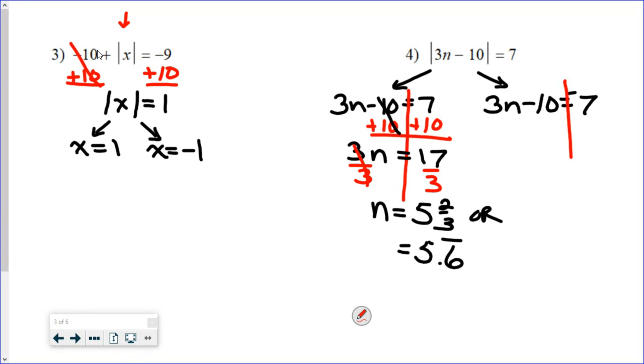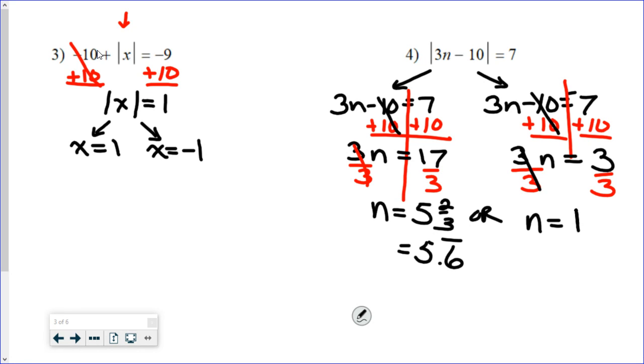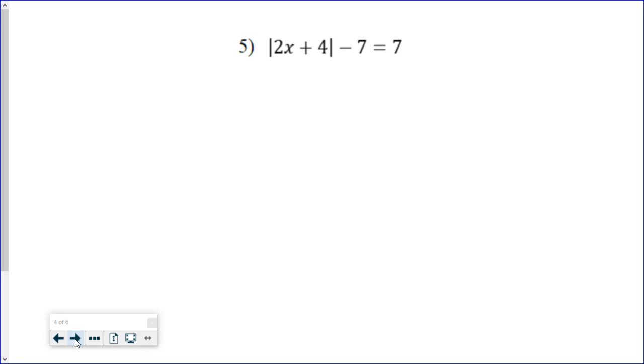Okay, on this one, when I add 10, I get a much better answer that I see coming. So I still have the 3n equals 3. So when I divide by 3 here, I get 1. So a lot of times we'll have one of these where one of them is a nice number and the other one is a decimal, but that's okay.